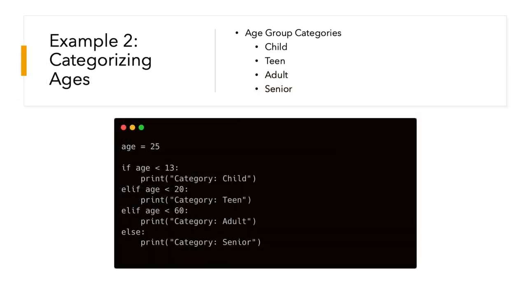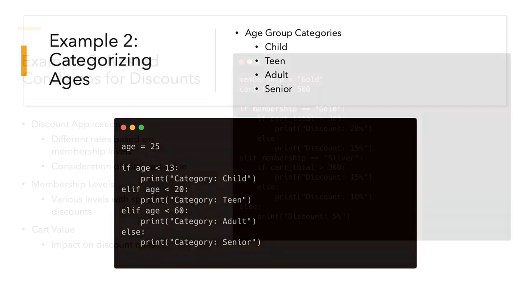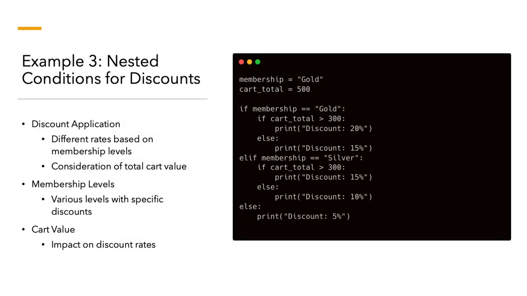In our second example, this code categorizes a person's age into groups such as child, teen, adult, or senior. For our third example, this code determines discount rates by considering both membership levels and the total cart value. Different membership levels receive specific discounts, and the total cart value also influences the discount rate.